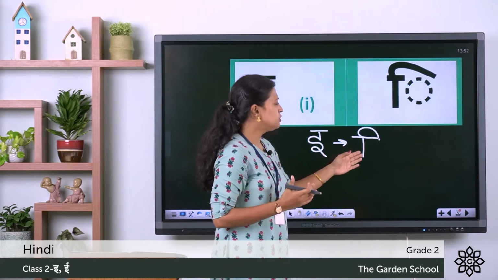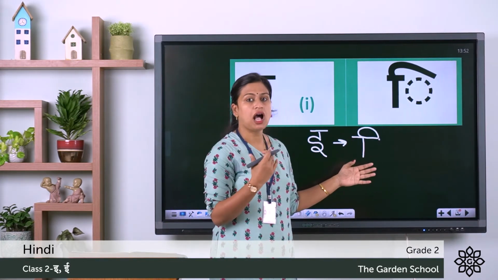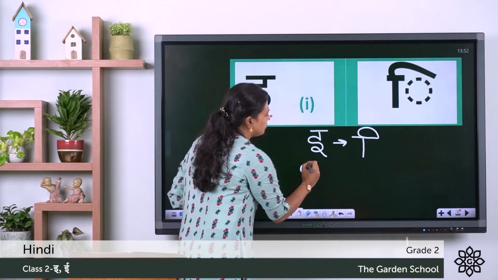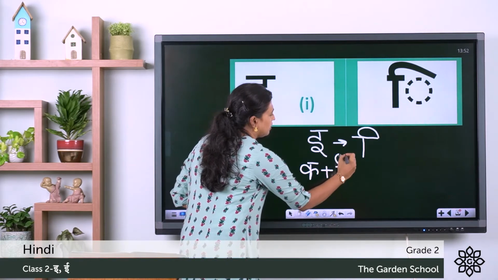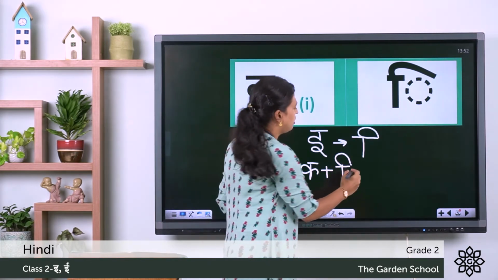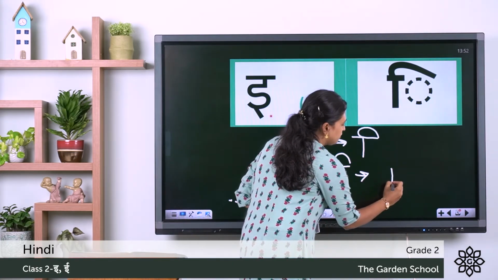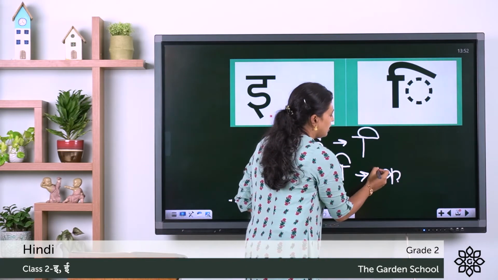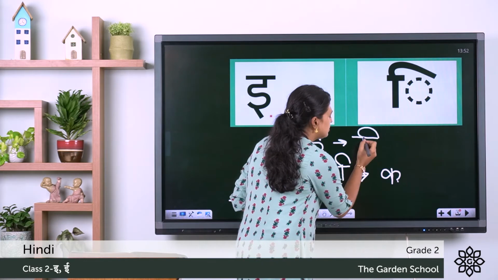Now, this is the place where we need to write the Vyanjanakshar. Suppose we need to add this I symbol with Vyanjanakshar Ka. That is Ka plus I symbol. So, the result is Ki. So, first we need to write Vyanjanakshar Ka.